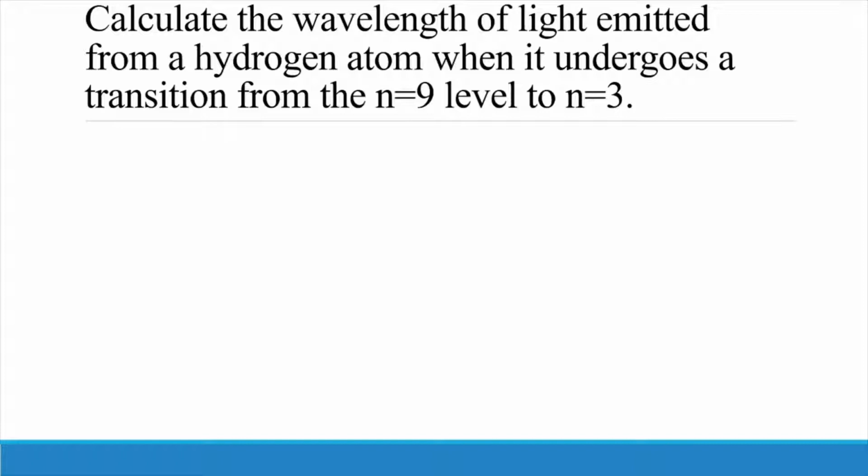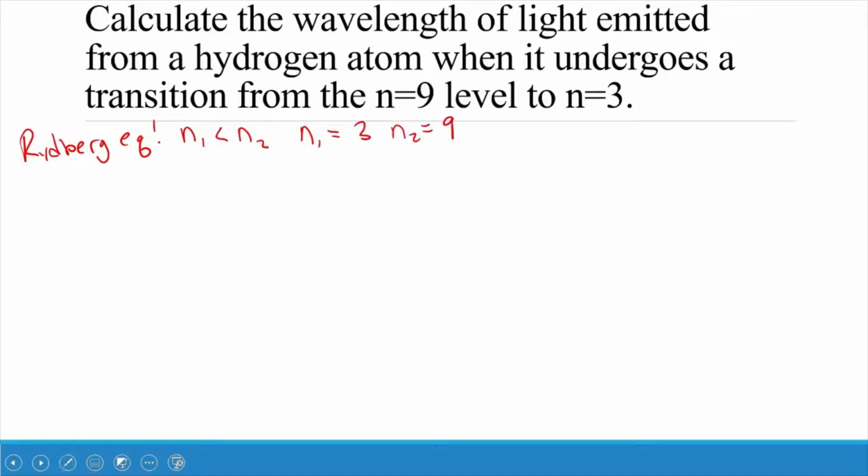All right, number 3 is where it starts to pick up the difficulty a little more. It says to calculate the wavelength of light emitted from a hydrogen atom when it undergoes a transition from the n equals 9 level to n equals 3. So this is going to be needing the Rydberg equation. And one thing the Rydberg equation tells us is that n1 is less than n2. So in this case, n1 is going to equal 3, and n2 is going to equal 9.